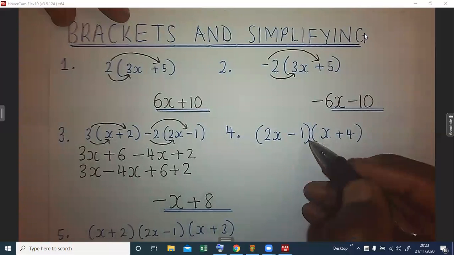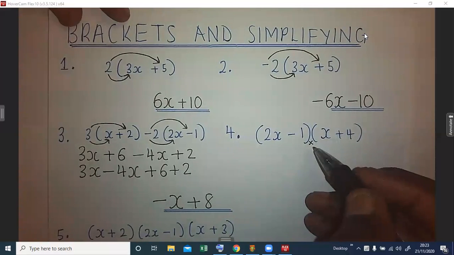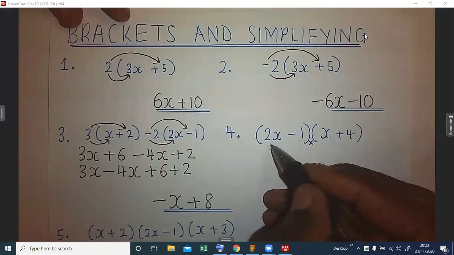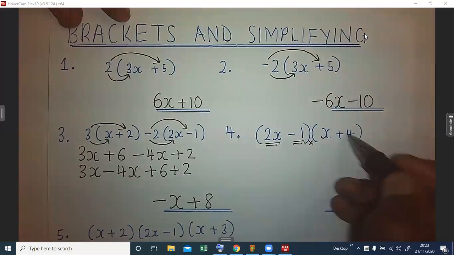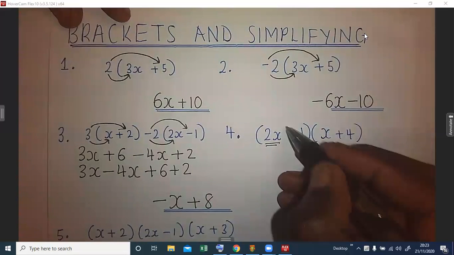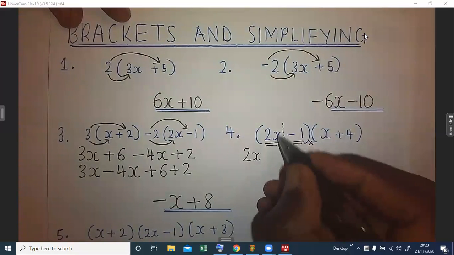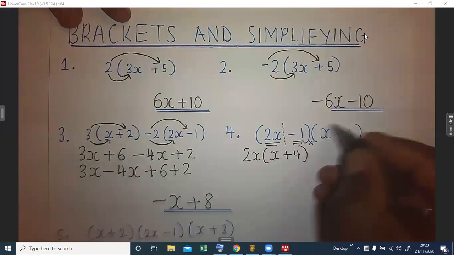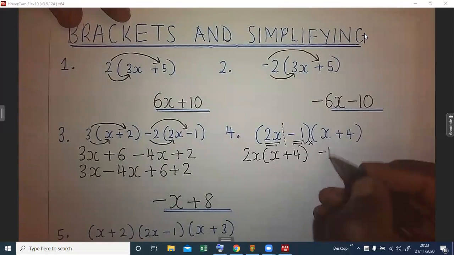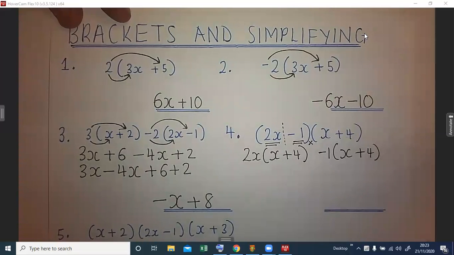Okay, when we look at this example 4, you'd realize that the 2 brackets are multiplying. When 2 brackets are multiplying, it means each component in the first bracket will multiply the second bracket. So basically, 2x, the first component, will multiply the whole bracket here, and then -1, the second component, will multiply x plus 4.